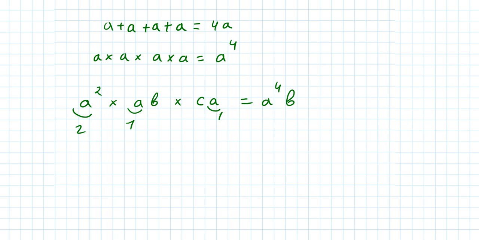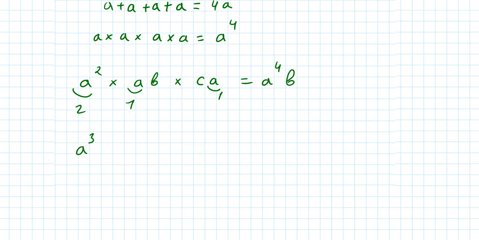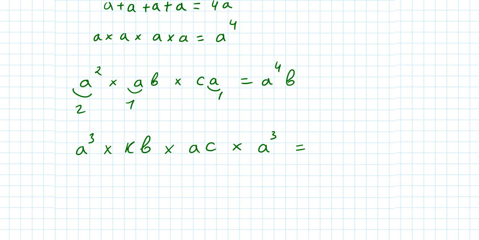Okay? Another one. For example, a cubed times kb times ac times a cubed. Yes? It's again multiplication. Again, look. If you have the same variables, just count them. a cubed, 3. a, 1. Again a cubed, 3. That's why in total, how many a do we have? 7. That's why in the power we will write 7, a to the power of 7.